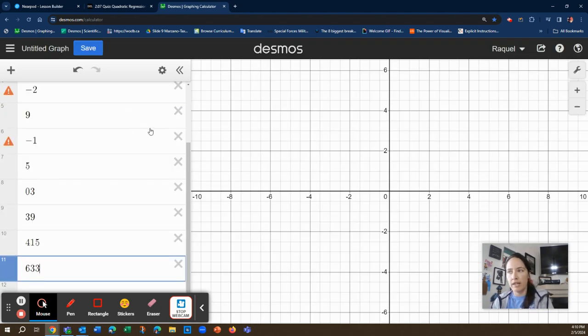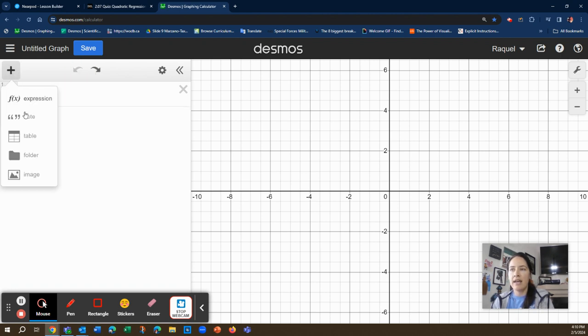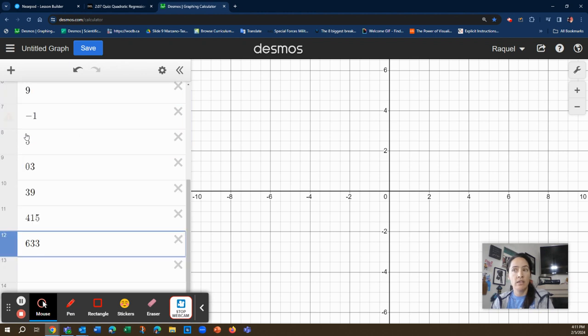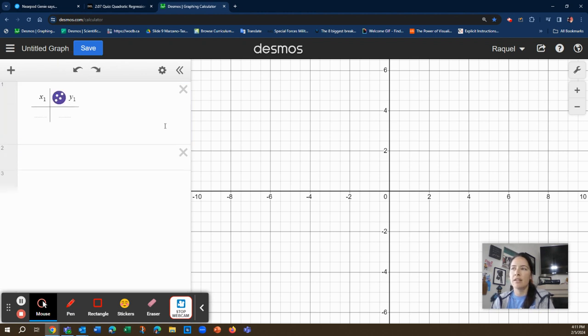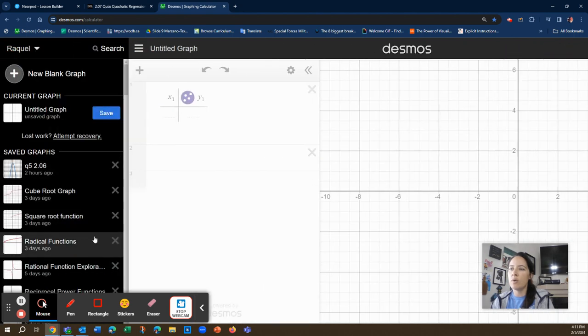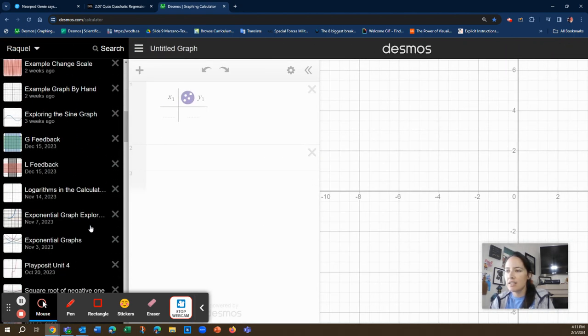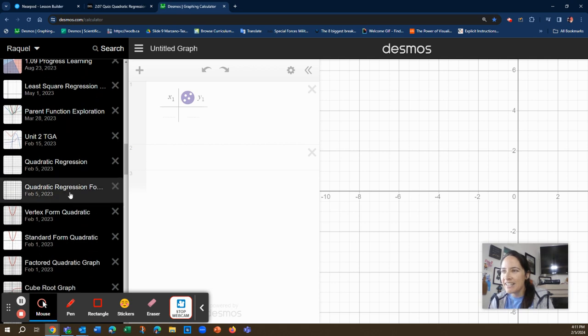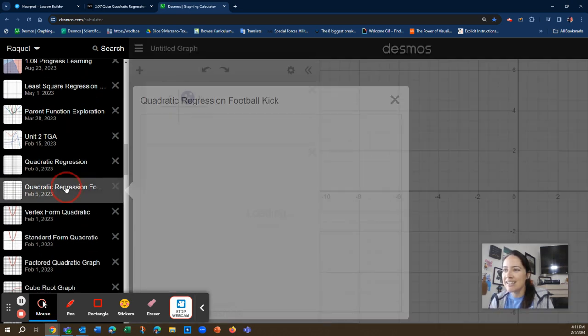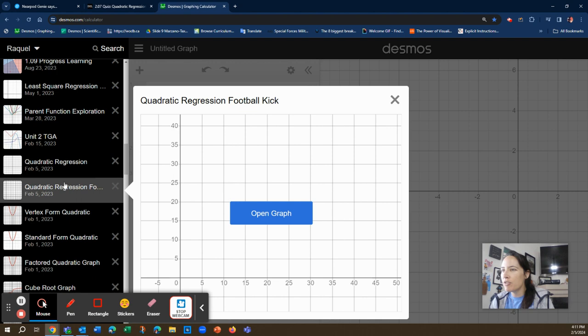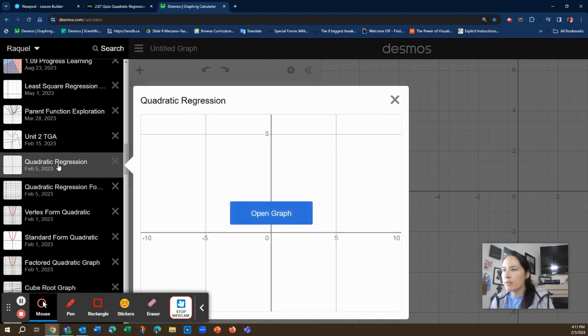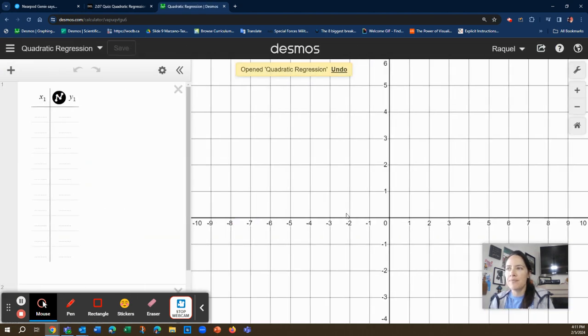That did not work. So let's do Control Z, undo, add a table. Control V. Nope, that still didn't work. Oh man. We're going to find the quadratic regression because I know I have one made. Here it is. Okay, let's see. Last year, open graph football kick. Nope. Quadratic regression. Yes, open graph.